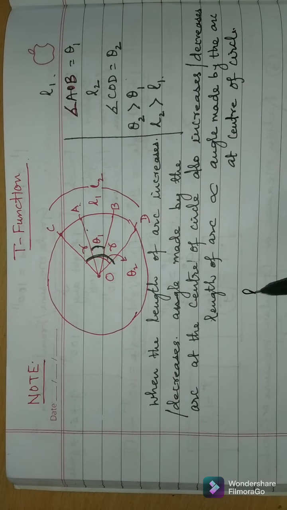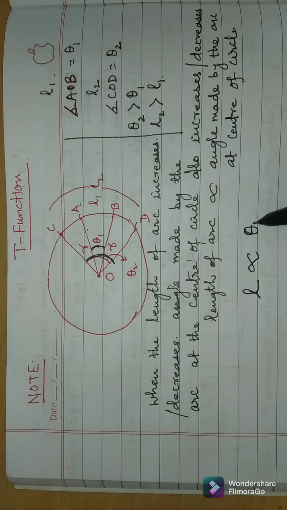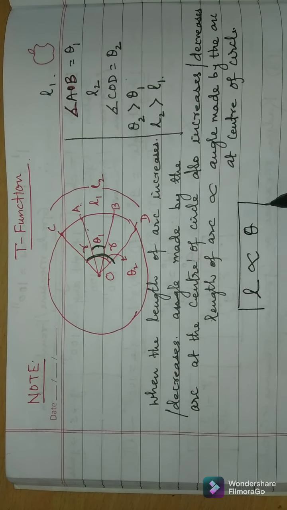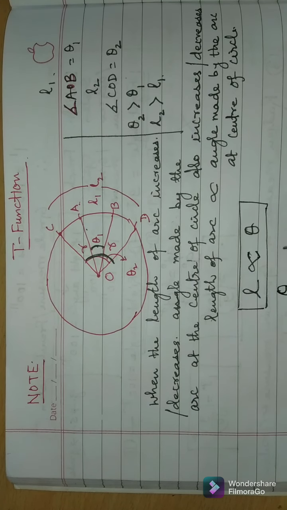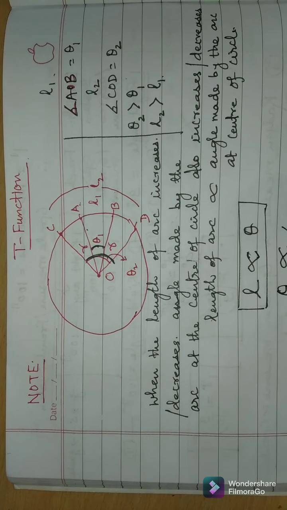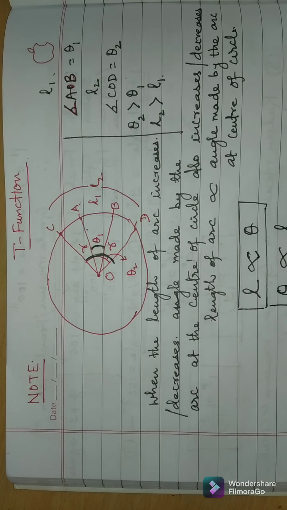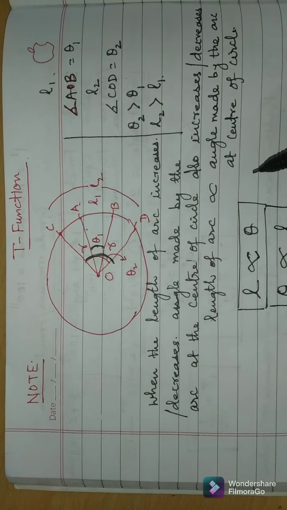Suppose the length of arc is taken L and angle is taken theta. So length of arc is directly proportional to theta, or theta is also directly proportional to length of arc. So we conclude this.